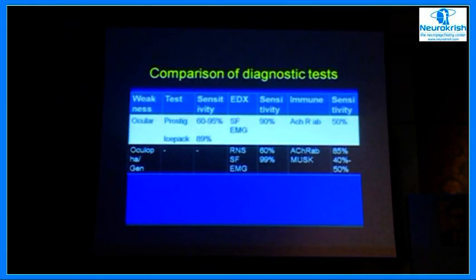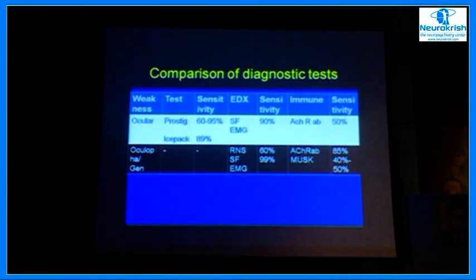Now this slide shows the comparison of different tests which I have mentioned so far. For ocular myasthenia, we have the prostigmine test, which is positive in 60 to 95%, and the ice pack test, which is positive in about 90% of cases. Single fiber EMG is very, very sensitive, provided one has to do it. And Dr. Stalberg could do it in any muscle with utmost ease, but then you have to have a lot of experience. Immunological response, acetylcholine receptor antibodies, is positive in 50% of ocular myasthenics.